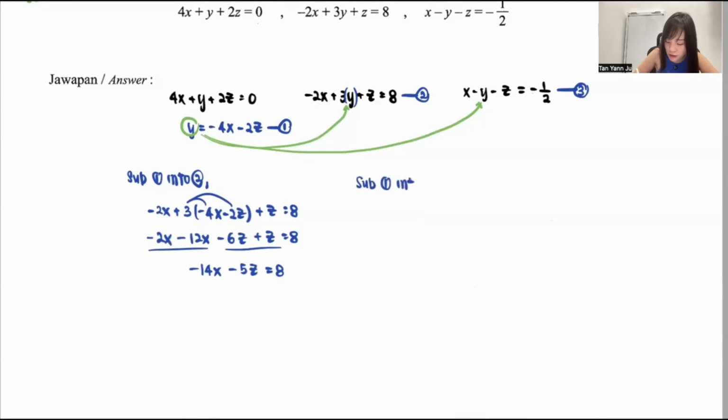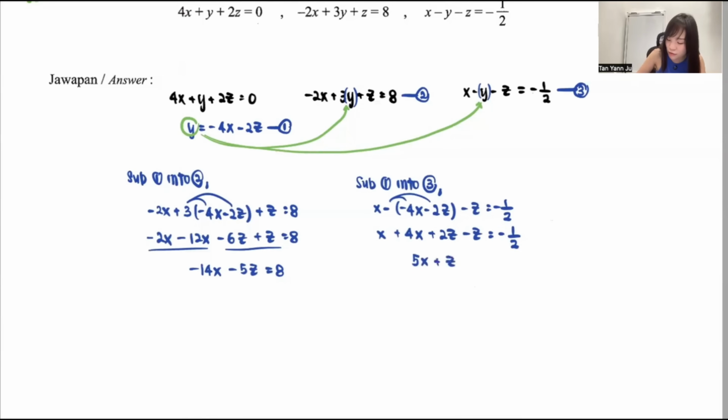So after I sub 1 into 2, I will also sub 1 into 3. So if I sub 1 into 3, x minus, remember the y, put a bracket, yeah? So isn't it negative 4x minus 2z? And then minus z equivalent to negative 1 over 2. So x, negative negative positive 4x. Negative negative positive 2z. Minus z equivalent to negative half. So 1x plus 4x equivalent to 5x. 2z minus 1z, I only have 1z left, equivalent to negative 1 over 2.